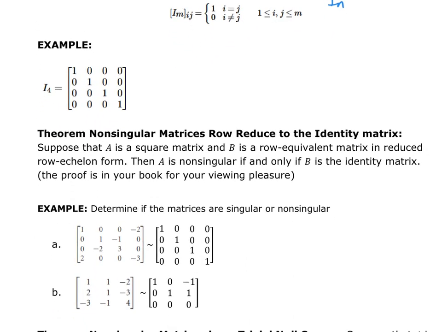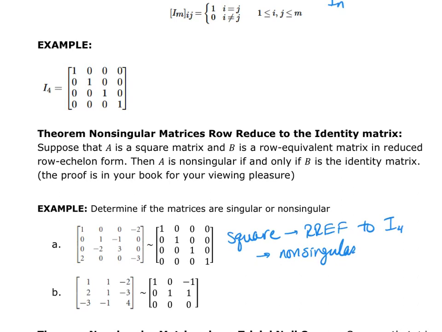The next theorem says non-singular matrices row reduce to the identity matrix. So first of all, is it square? If the answer is yes, then we look to see whether or not it has row reduced to an identity matrix. If the answer is yes, then we know that the matrix is non-singular. So this is square, it row reduced to I sub 4 because there are 4 rows and 4 columns, which tells us it is non-singular.